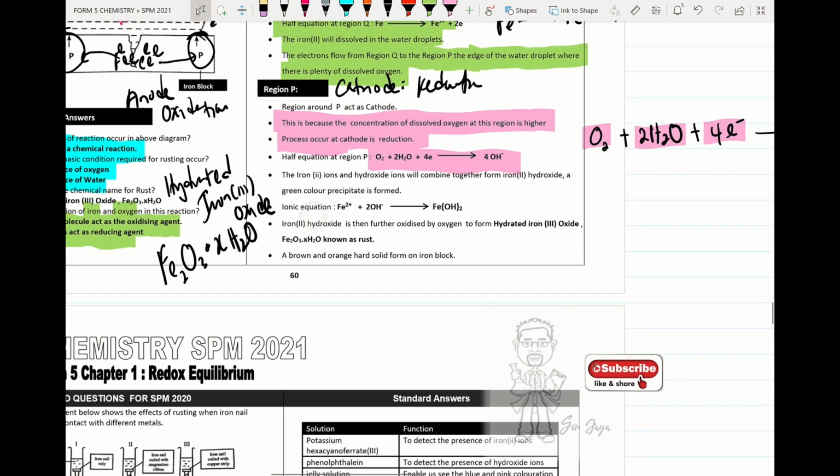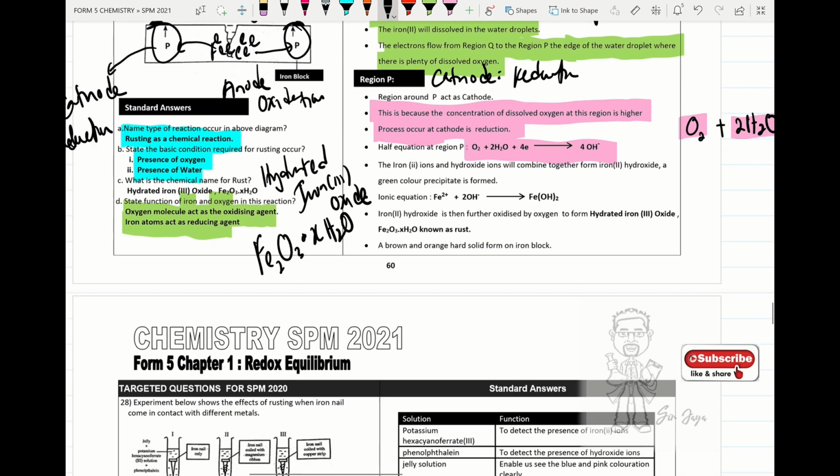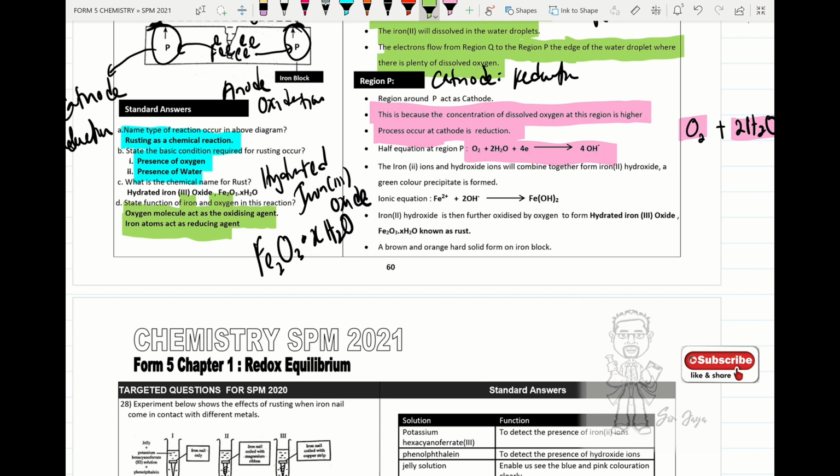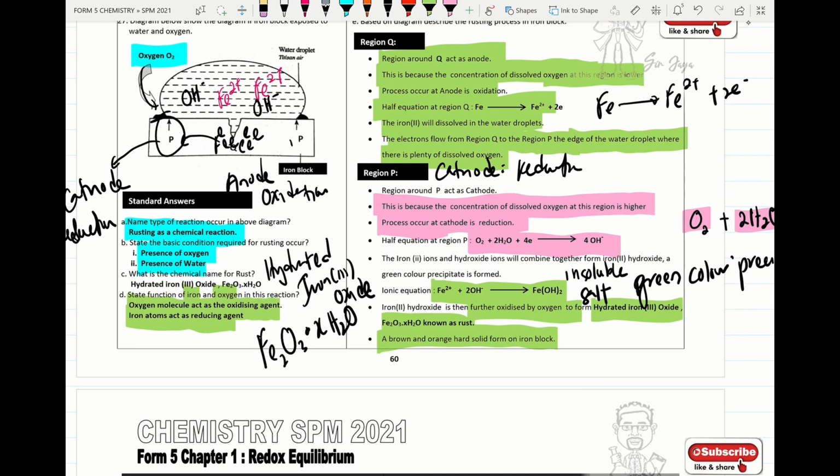So the iron(II) ion, and once the hydroxide ion forms, it will also dissolve in the water droplet. When iron(II) ion and hydroxide ion combine together, they will form an insoluble salt, a green color precipitate. Please remember, it will form a green color precipitate. This green precipitate, iron(II) hydroxide, will be further oxidized in the presence of oxygen to turn into hydrated iron(III) oxide, and this is known as rust. A brown color solid will form here, and this is known as rust.